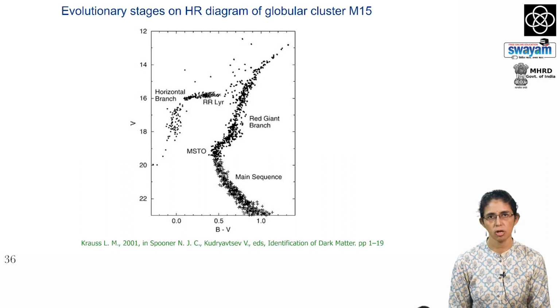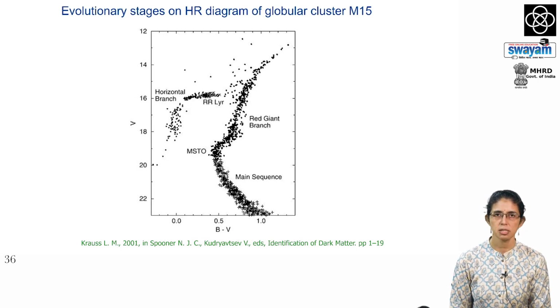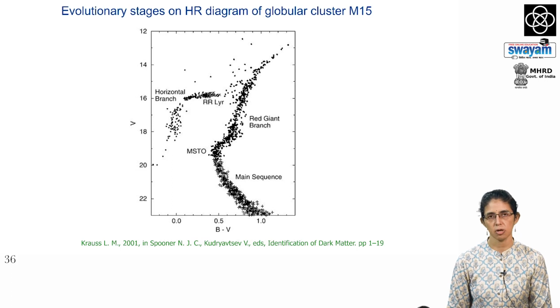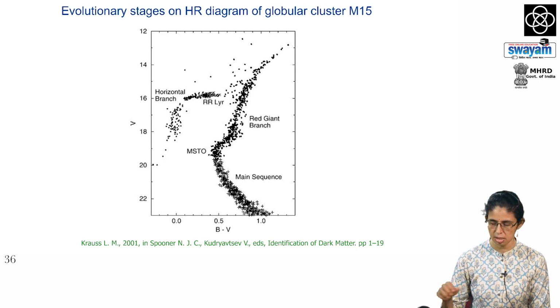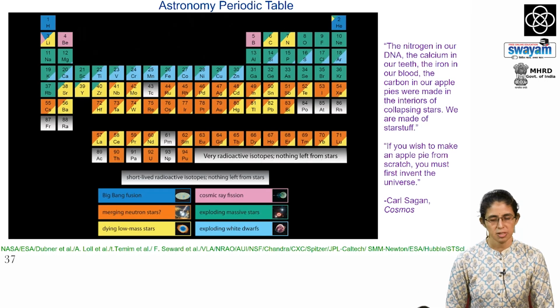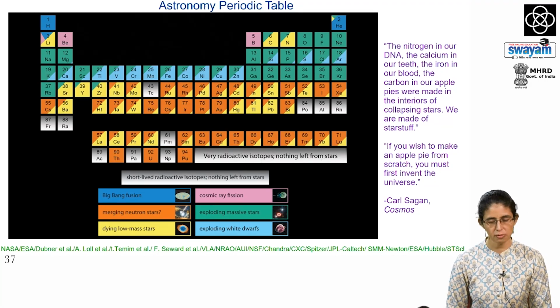One can also see branches corresponding to the red giant branch, the horizontal branch, and here a set of stars called RR Lyrae are also marked. These are variable stars because of the radial pulsations discussed earlier in the presentation. With this we come to the end of this presentation.